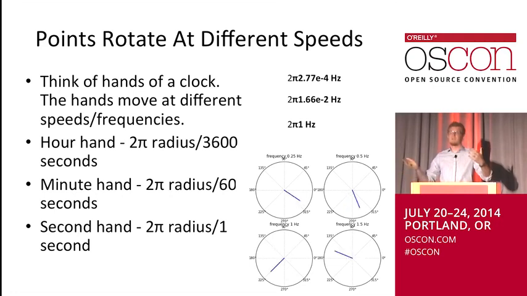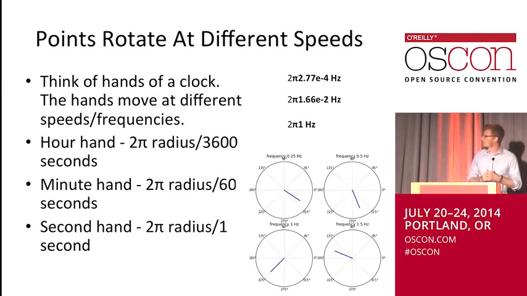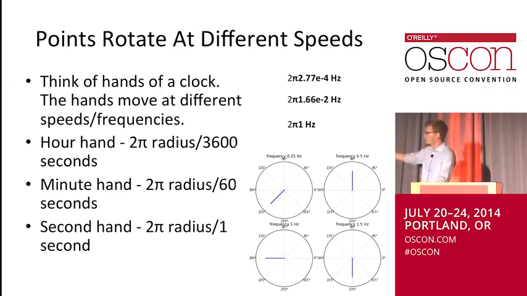And the second hand, again, is moving around the face of this clock, traveling around the circle, but it does so in 1 second. And illustrated here in the bottom right is, again, points rotating around the circle at different speeds or different frequencies. The top left circle is the lowest frequency, and it increases down to the bottom right.